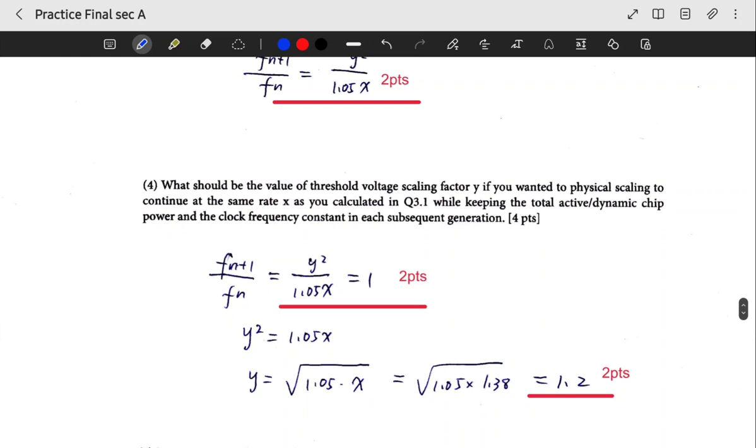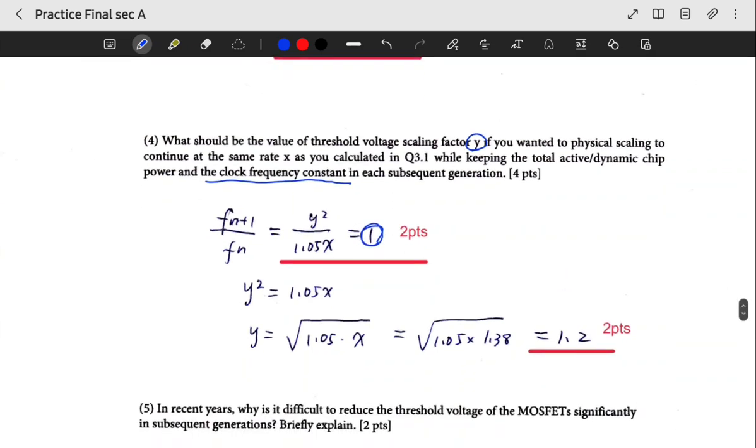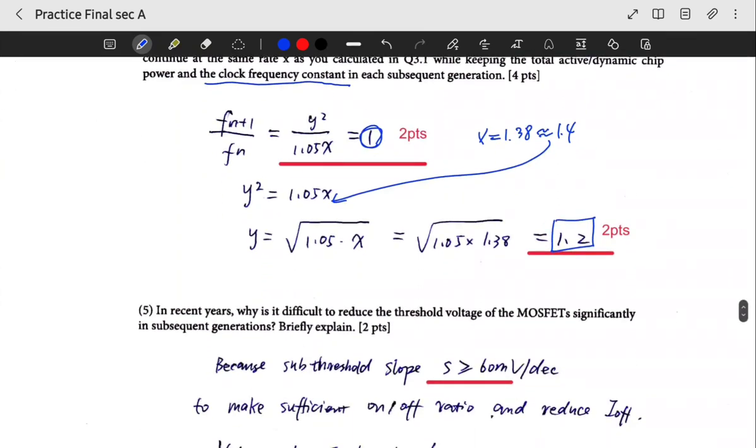So number 4 is asking what should be the value of y if the clock frequency is constant, which is the Fn plus 1 and Fn is equal to 1. We already found that x is 1.38, or you can say 1.4, and we plug in x equal to 1.4 or 1.38 and solve for y, then you will get 1.2 as your answer.